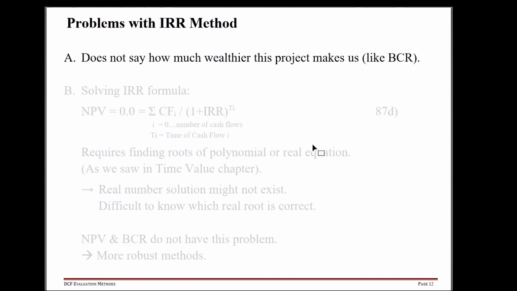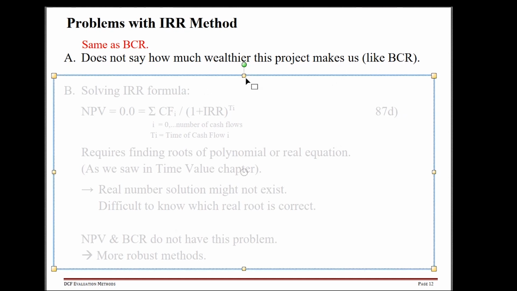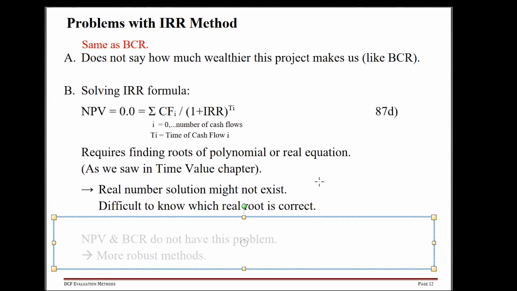So the IRR method has a couple of problems. Problem number one is the same as the BCR method: it does not tell us how much wealthier a given project is going to make us. Same as BCR, but it's got another problem, which is actually much bigger.